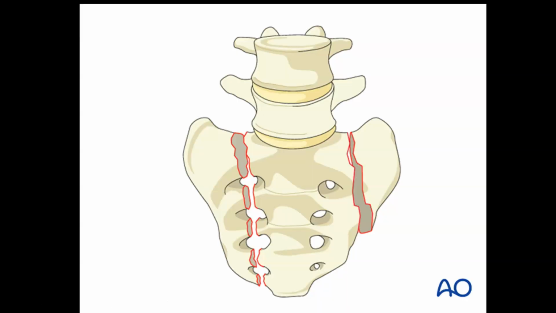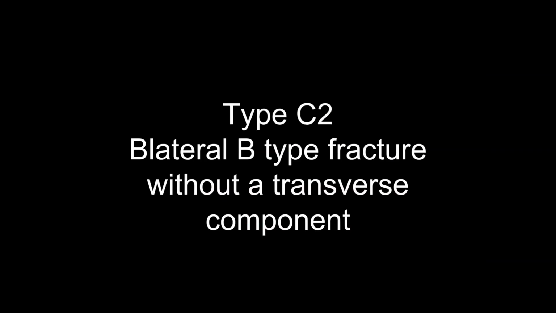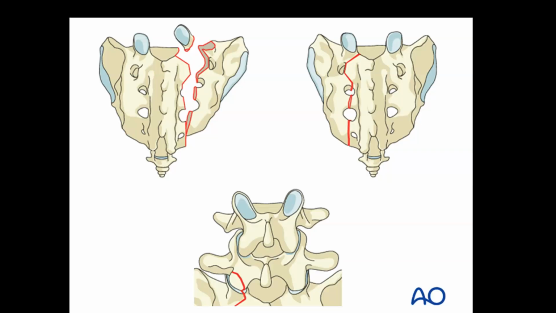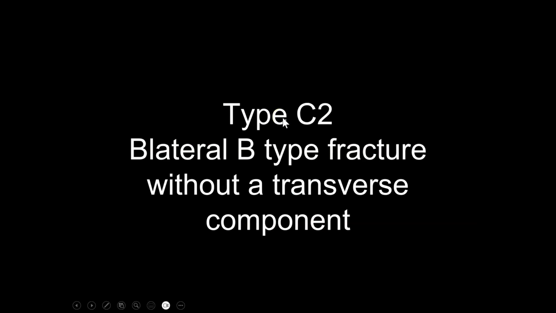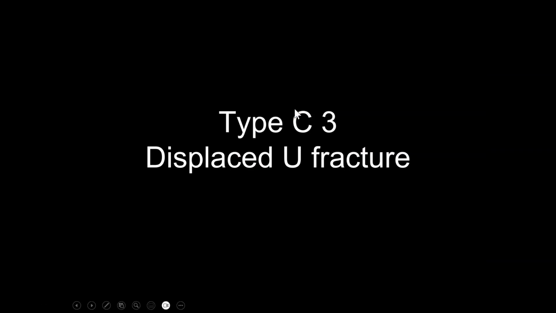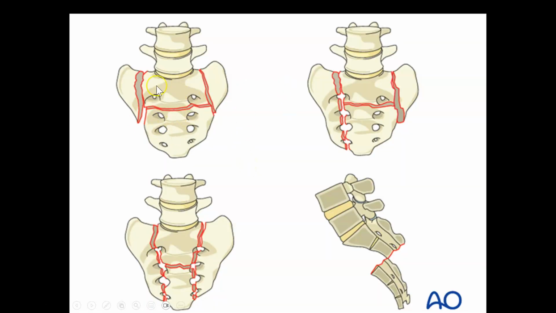Again, C1, as we said, is involving the joint. C2, bilateral B. And C3, displaced U fracture. So it is a U, as we said. C0, there is a U. U means a vertical and transverse component, but on looking laterally, it is displaced. So it is C3.